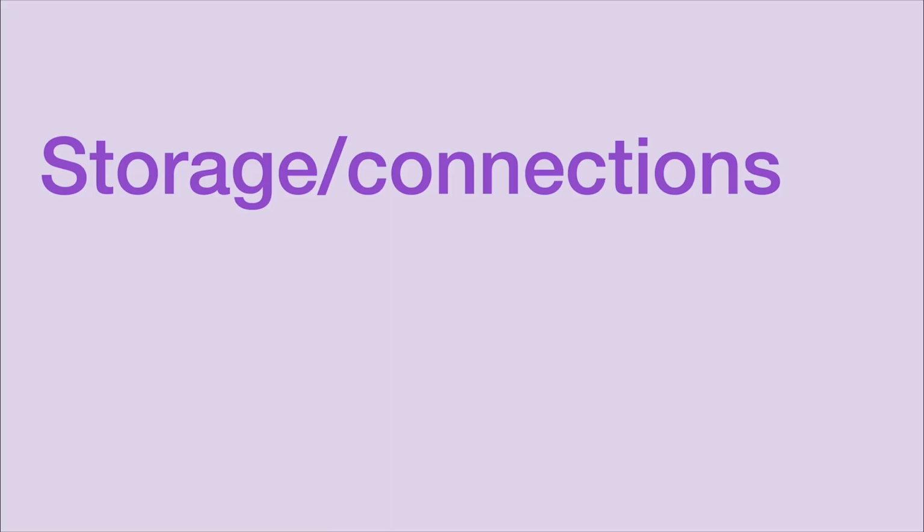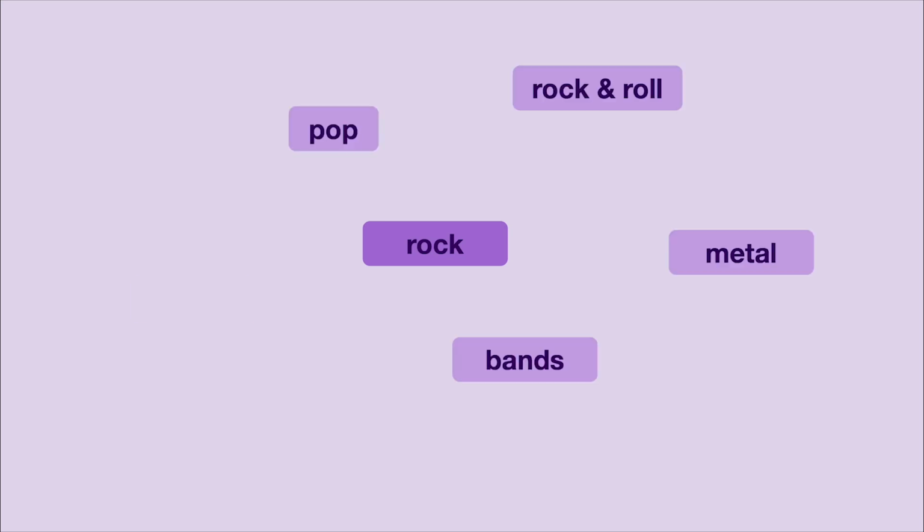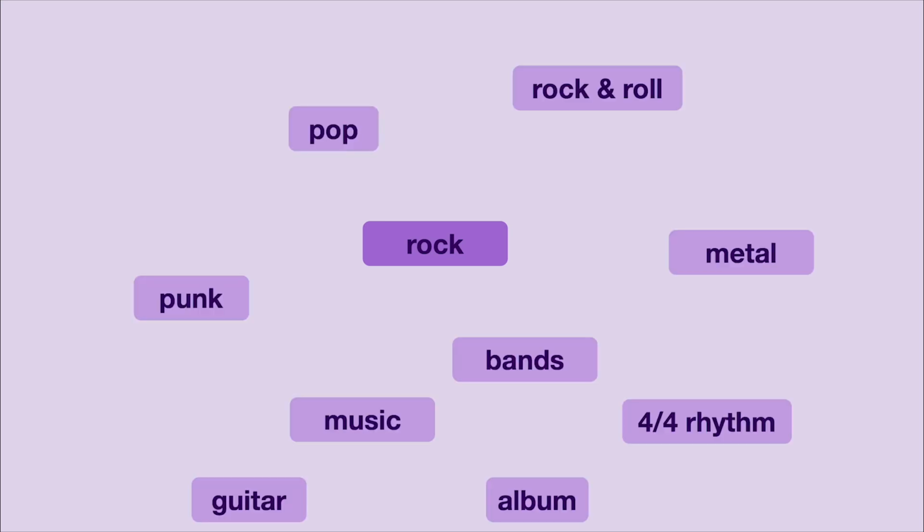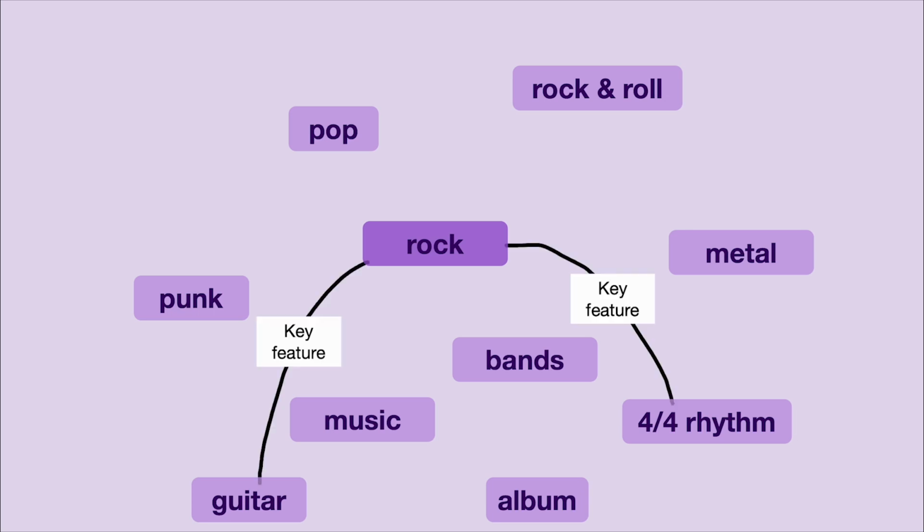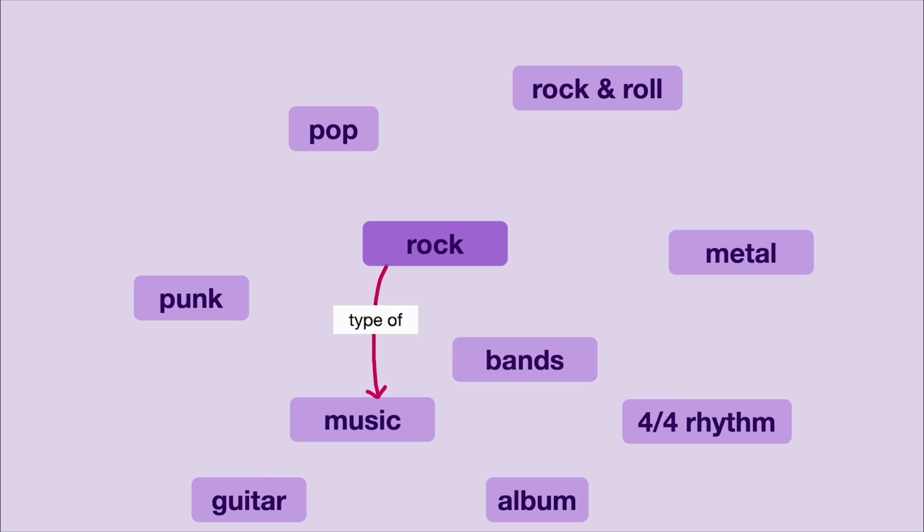So let's talk briefly about how the semantic system is organized, how it's stored, and what the connections are. They are organized by meaning and not by phonemes. So the word rock, in terms of music, has lots of connections which are based on meaning. And those connections in the lexical layer might be key features. Rock typically contains a guitar and 4/4 rhythm. And it's closely connected to music because music is a superordinate category of rock. It's a category that contains it.